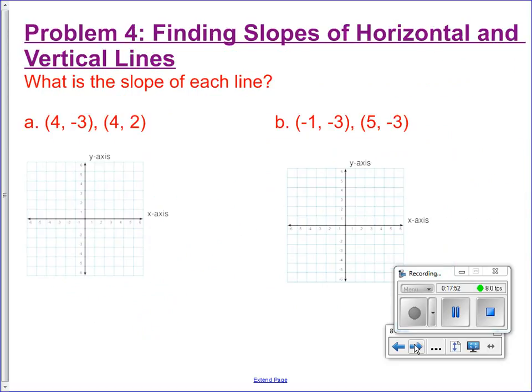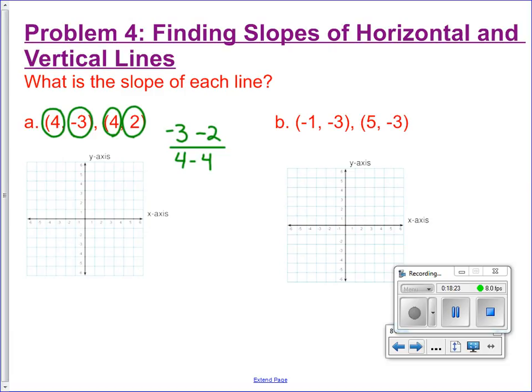All right, problem 4, finding slopes of horizontal and vertical lines. What is the slope of each line? All right, well, we're going to do it both ways. First, we're going to do it with the slope formula. So I'm going to take my negative 3 minus the 2 over 4 minus 4.